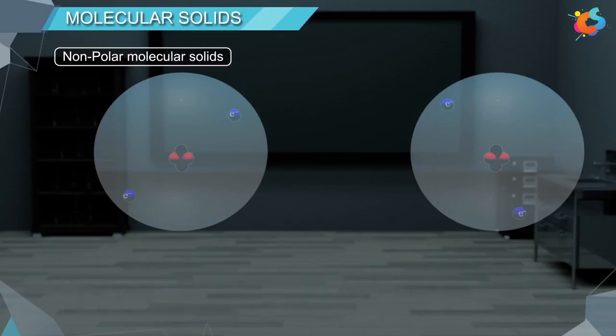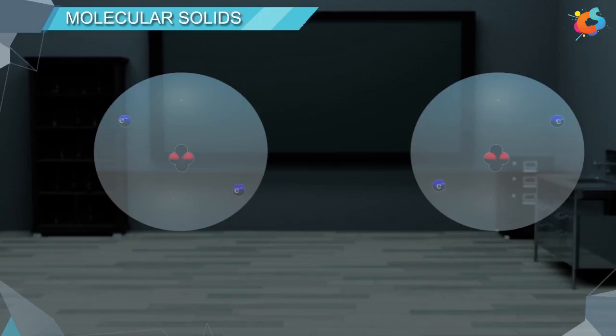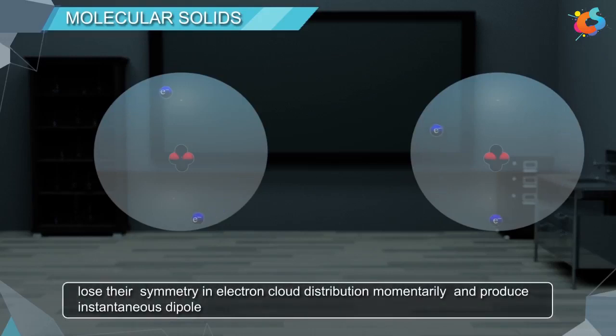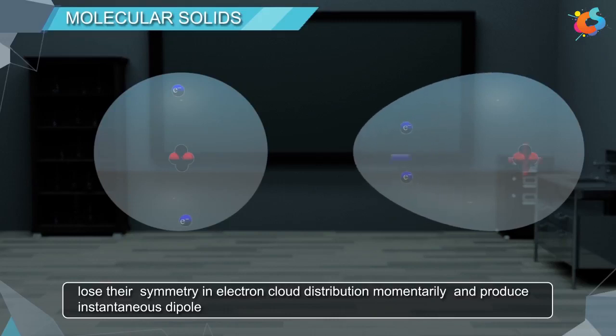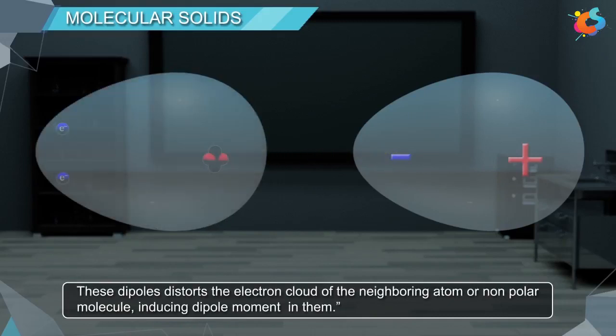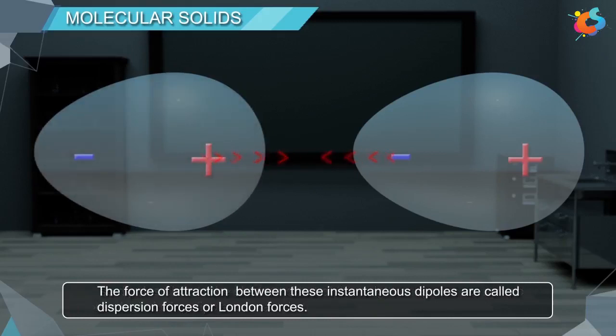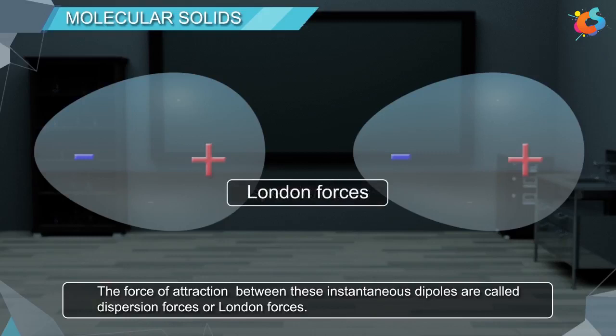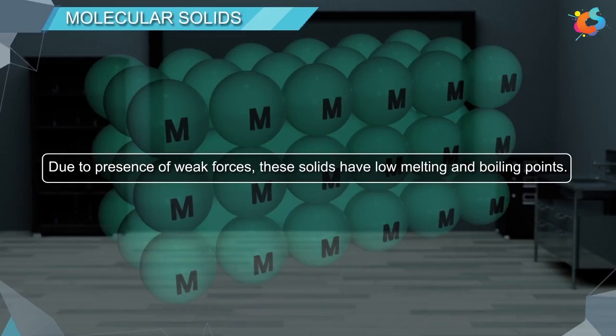Sometimes these atoms and nonpolar molecules lose their symmetry in electron cloud distribution for a shorter time and produce instantaneous dipole. These dipoles distort the electron cloud of the neighboring atom or nonpolar molecule, inducing dipole moment in them. Now, electrostatic force of attraction between these instantaneous dipoles is called dispersion forces or London forces. Due to the presence of weak forces, these solids have low melting point and boiling point.